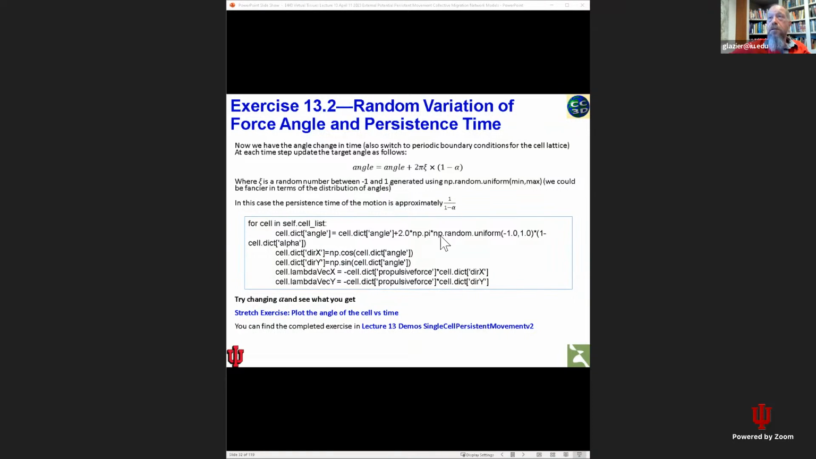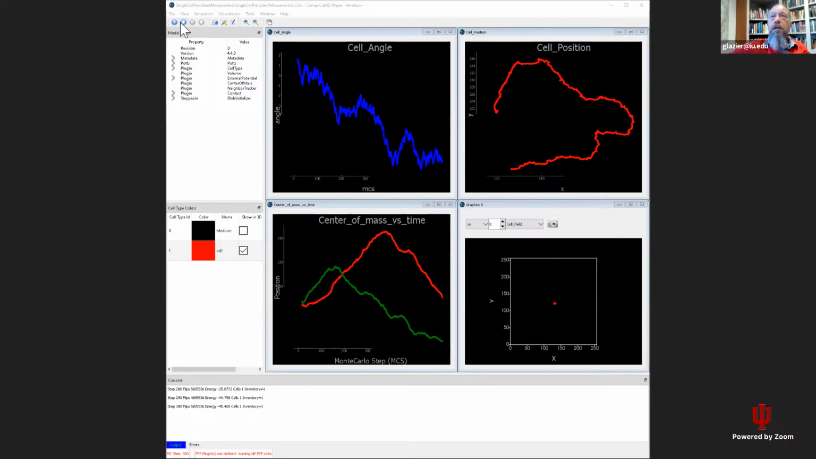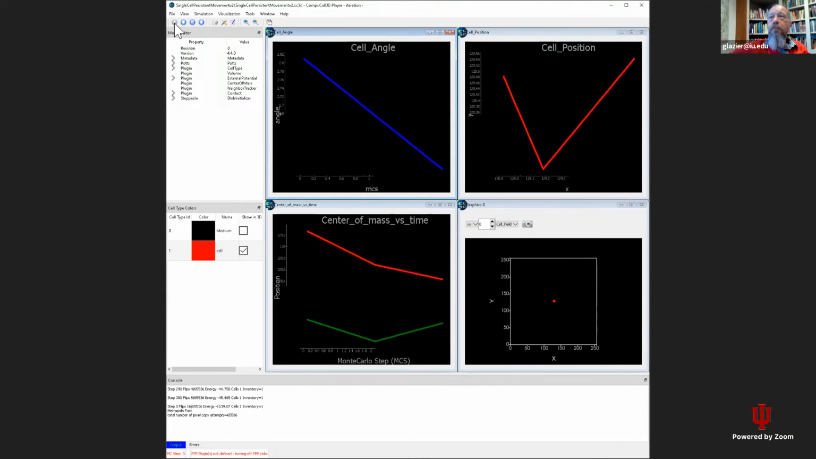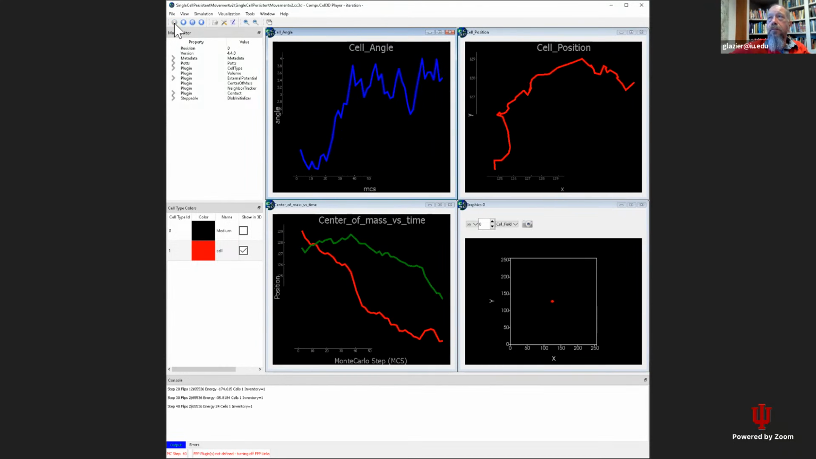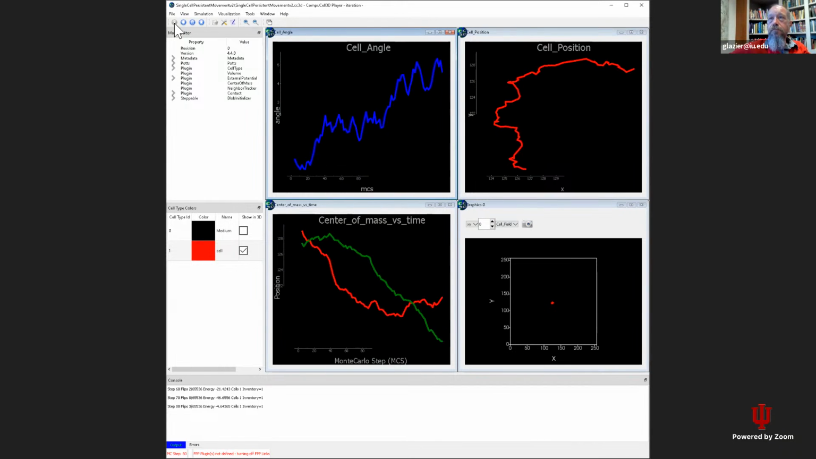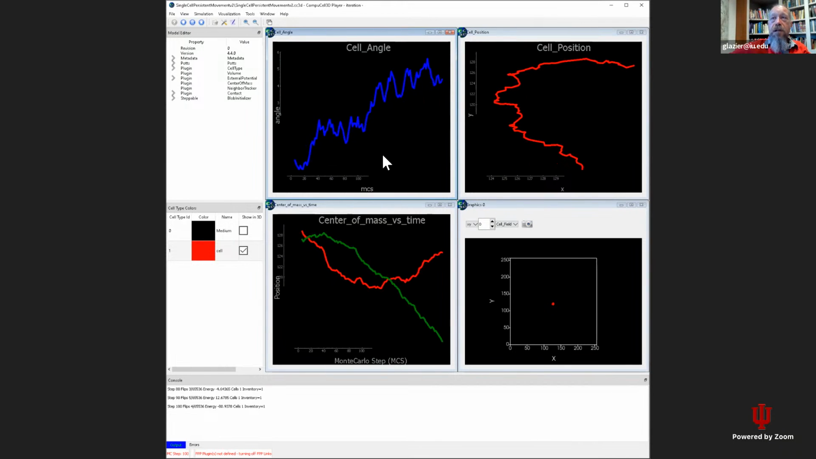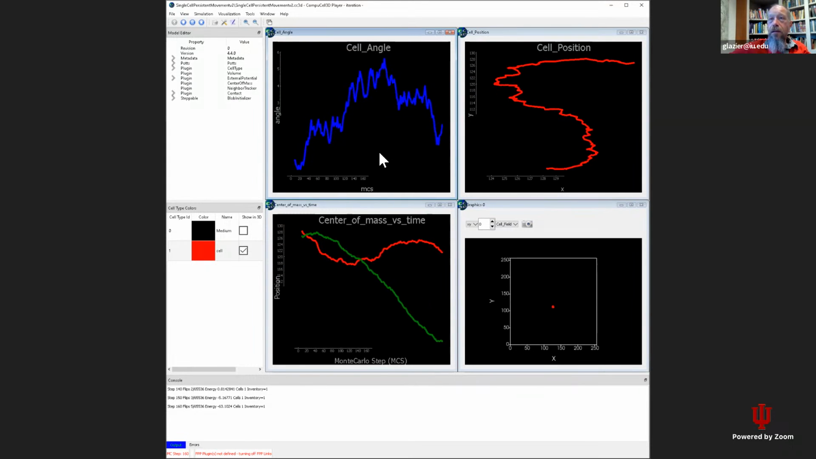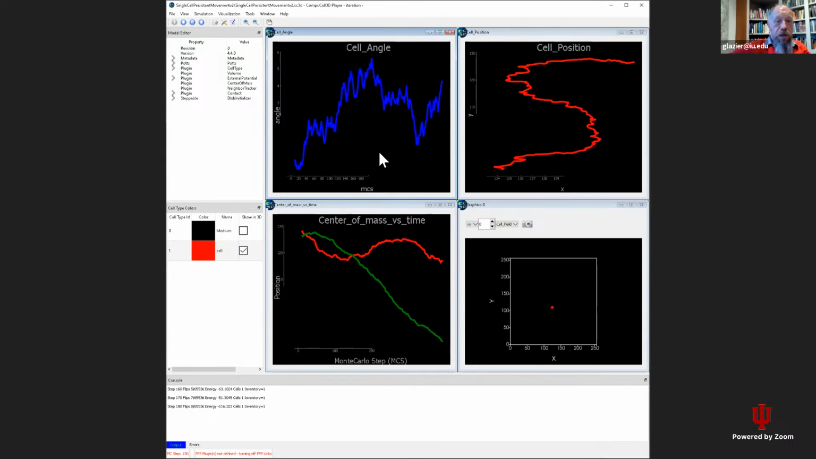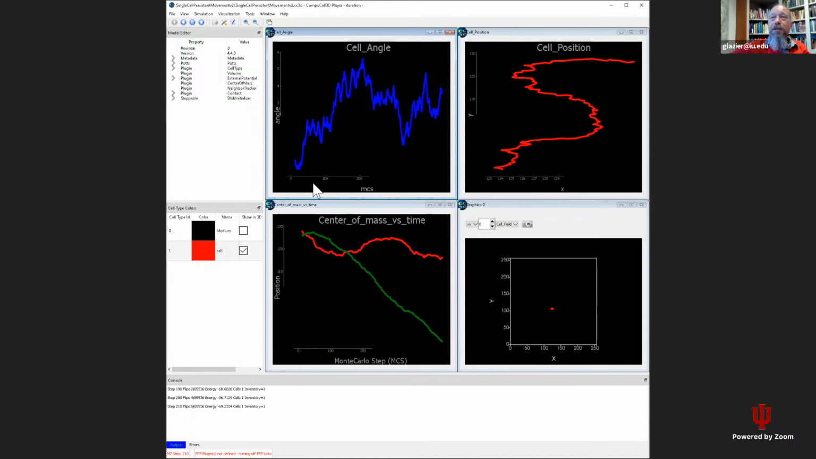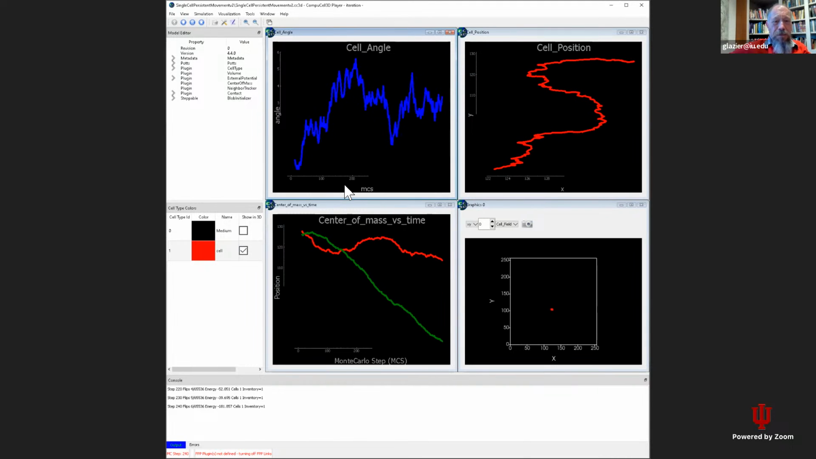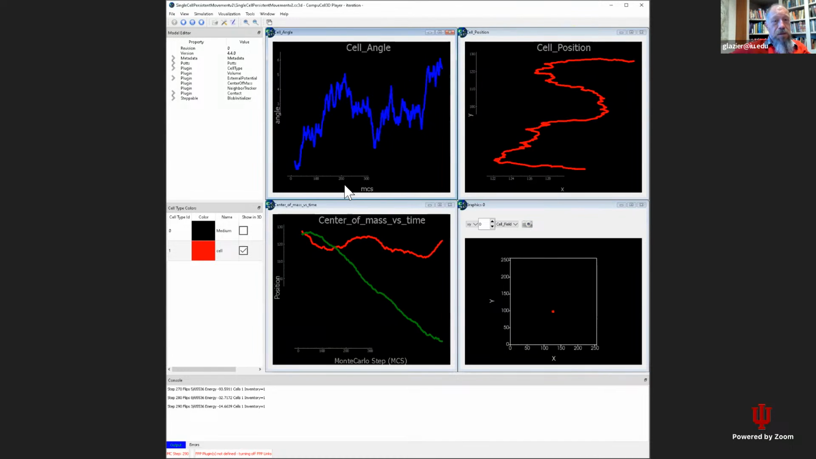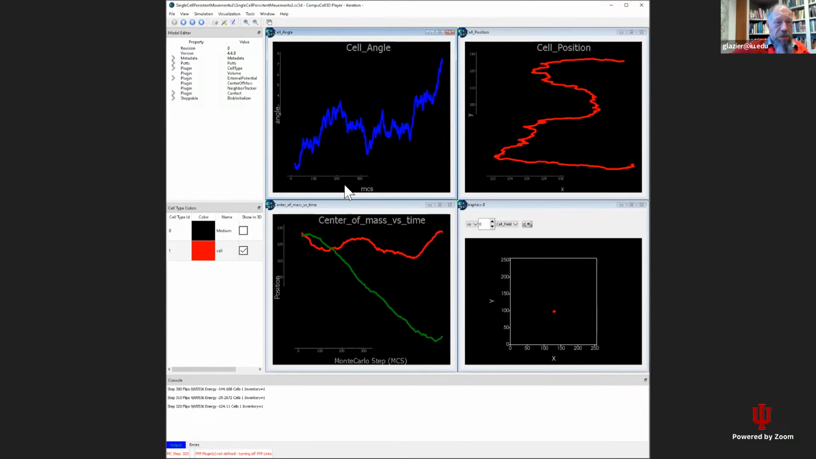Okay, so this is what happens when I run that code. I'll restart it. And in this version, I actually have the cell angle plotted as well. There's some strange interaction between player and zoom so that the axis labels are messed up. Not sure where that comes from. That seems to be a resizing issue of player.